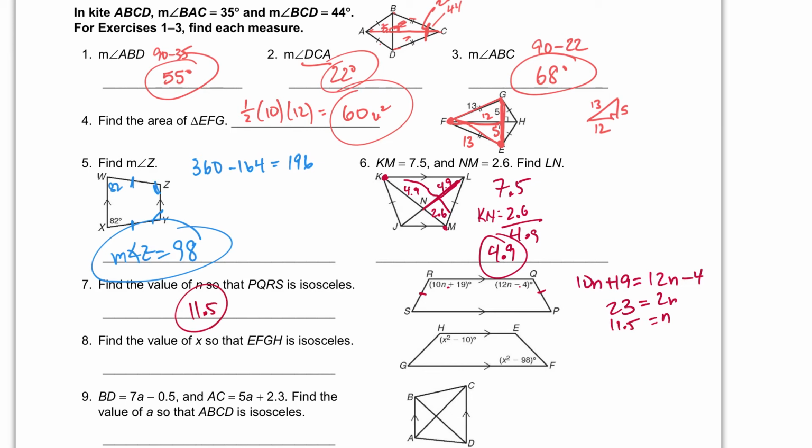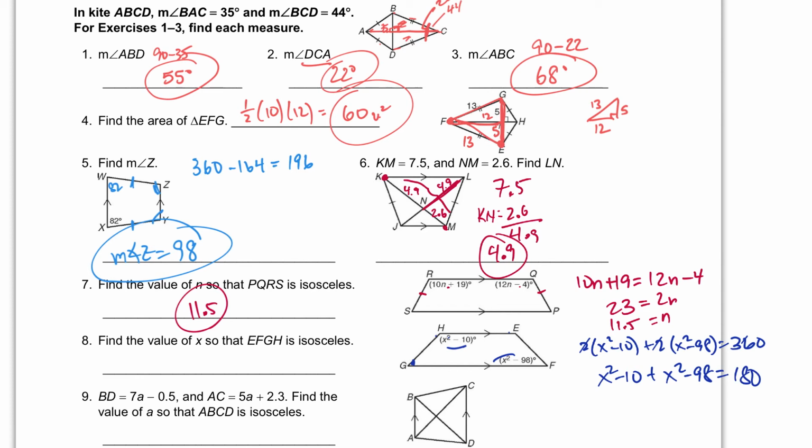Okay, find the value of X so that this is isosceles. Now, since we want this to be isosceles, I'm going to take a little bit different route here to explain this. Okay? The opposite angles have to be 180, because if I add these two up and these two, right, I could say 2 times this x squared minus 10 plus 2 times this x squared minus 98. That has to be 360, right? If I divide the two out, I'll get this x squared minus 10 plus the x squared minus 98. That has to equal 180, right? So these opposite angles will equal 180.